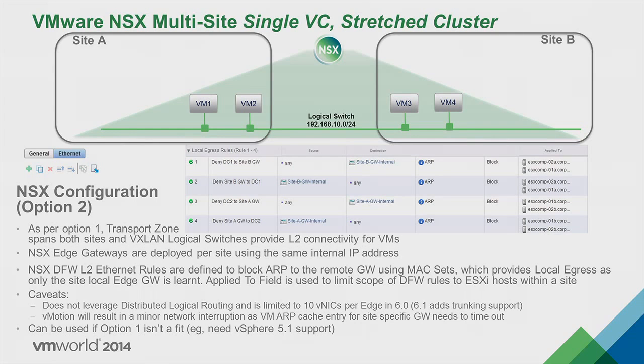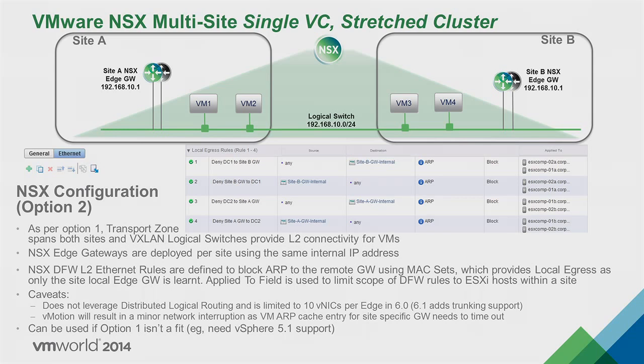Option 2 is another approach for leveraging NSX. I'll try to cover this one briefly because it's not our recommended approach. But basically, we have a transport zone and logical switches that again span both sites. In this case, we deploy NSX edges at both sites using the same IP addresses. So you'll see they're both using an internal address of 192.168.10.1, and they're connected to the same logical switch. This is different than the previous slide where the edges were actually on different uplink networks entirely.